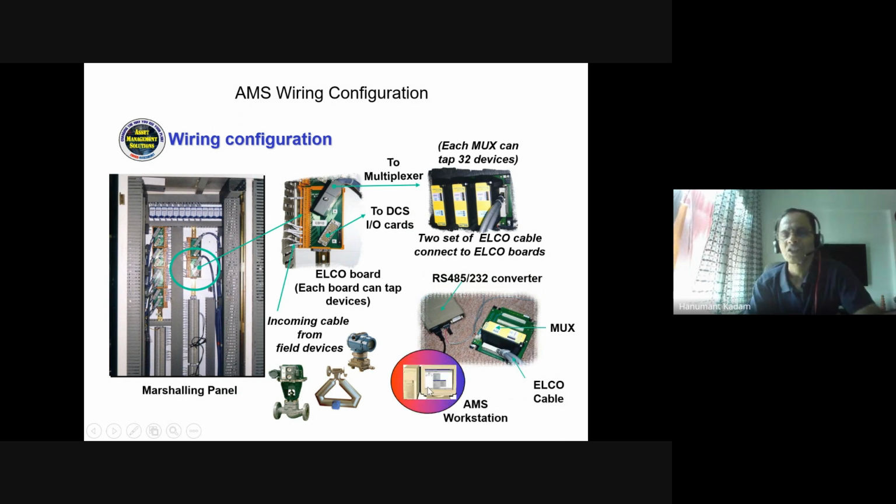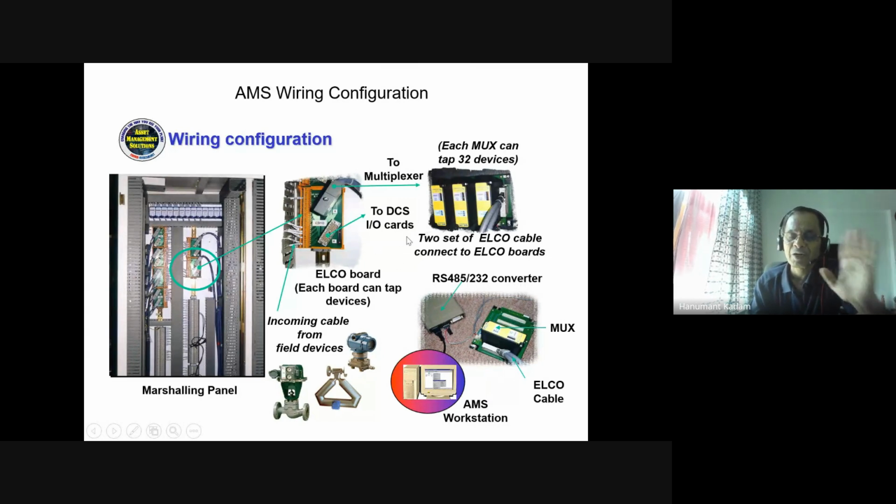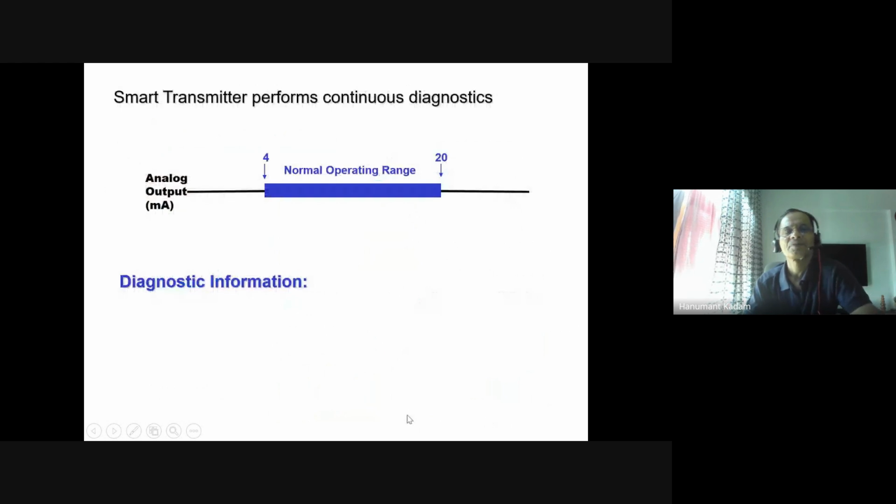This is your workstation. You are connecting here through a converter, and this is where you are taking the signal from. So actually, as I told, we cannot connect directly to the DCS network, but the DCS signal coming from the field, which is here in the DCS marshalling cabinet or ELCO board, from there we can tap the signal for the AMS workstation. That is what is mentioned.